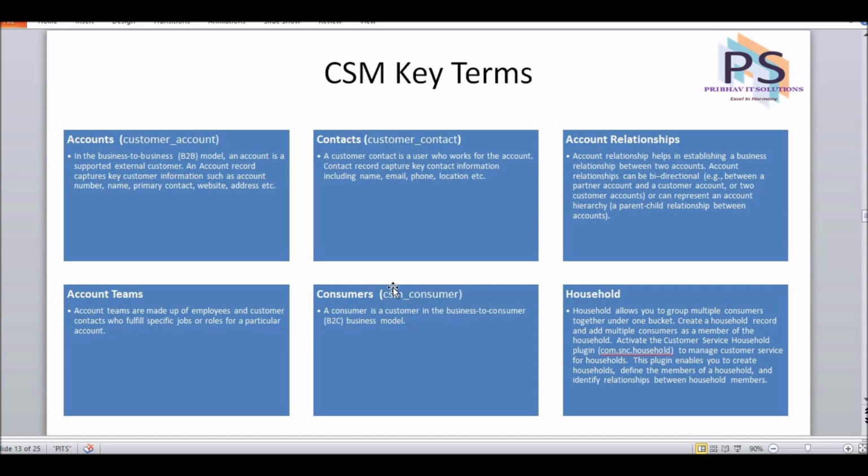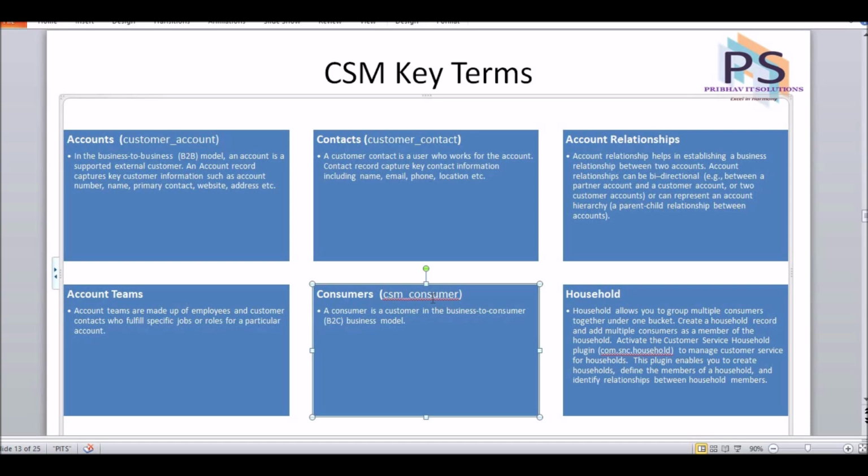Then we have the consumer. Let's think of a scenario. We are selling a product directly to the consumer, not to a company. If we are selling a product to a company, that will be listed in the account. But any product which is sold to the customer directly is managed under consumer. Whenever we maintain these consumers in the CSM_consumer table, they also create an entry in the user table.